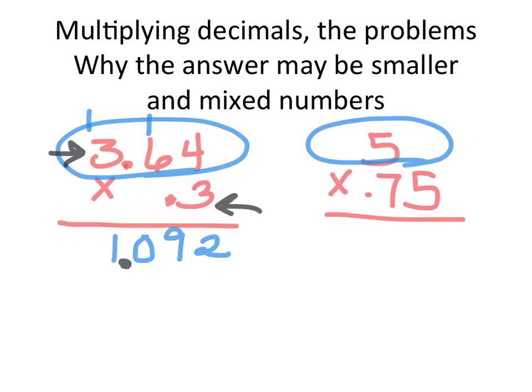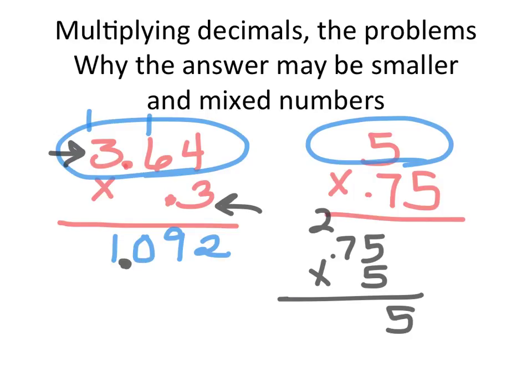If we look at the next problem, we see something that for students can be a little confusing. This is a good time to think about the fact that multiplication is commutative. So we may want to write this problem like this, just to make it easier for students to calculate and work with the numbers. 5 times 5 is 25. 5 times 7 is 35, plus 2 is 37.